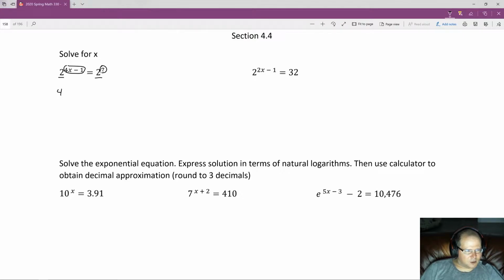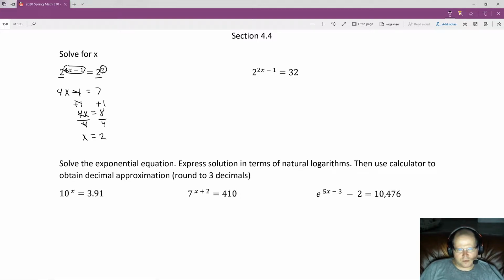And that gives us an equation. 4x minus 1 is equal to 7. And we can solve for that. So 4x minus 1, we add 1 to undo the subtraction of 1. That gives me 4x is equal to 8. 7 plus 1 is 8. We undo the multiplication of x by 4 by dividing by 4. Whatever we do to one side, we do to the other, giving me x is equal to 2.